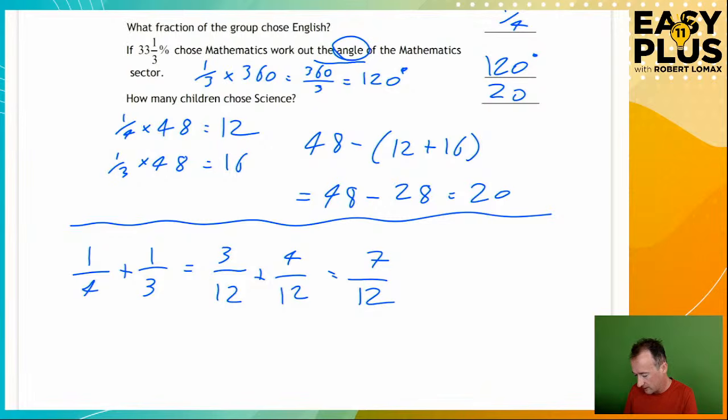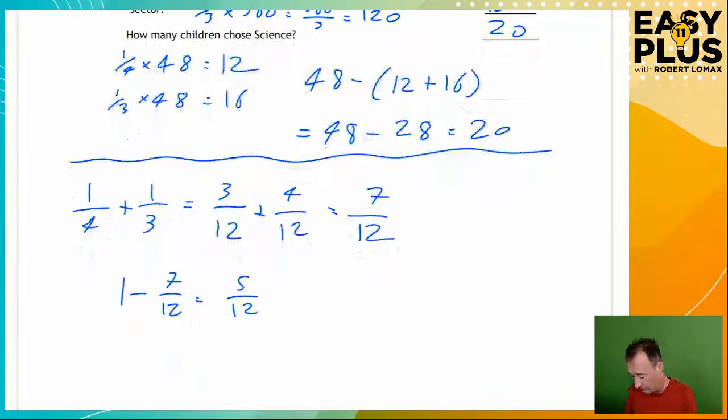Okay, so what we're saying here is that English and maths make up 7/12 of the circle. So science must be 5/12 of the circle. And then we can find 5/12 of 48. I told you this was a little bit more complicated. So 5/12 of 48. Okay, we can cancel this a bit.